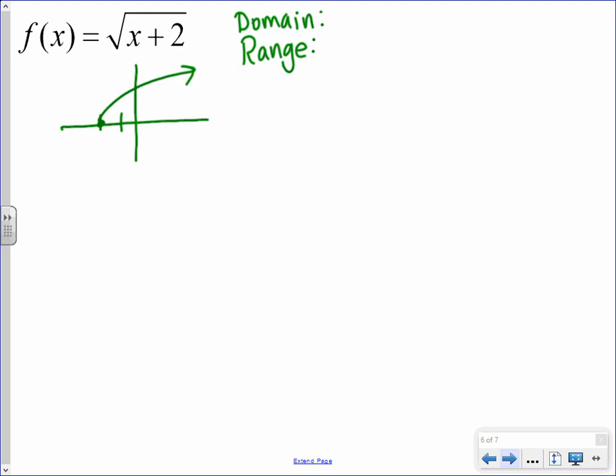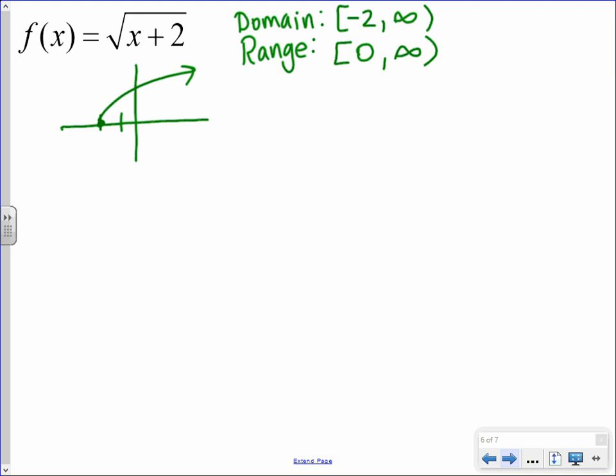Sarah, what's our domain? Good. Including -2 to infinity. We start at -2, we get bigger. Kelsey, what is our range? Bracket 0, infinity. We begin at y equals 0 and we get bigger.